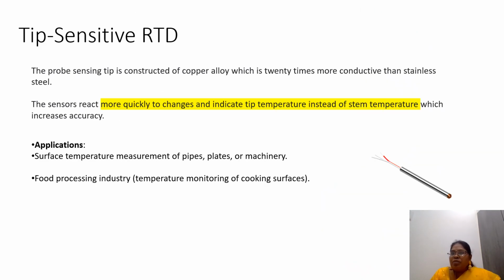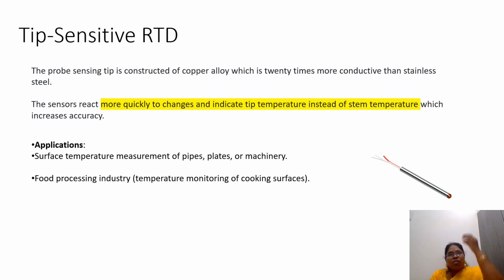There are different types of RTD. One is the tip sensitive RTD. The probe sensing tip is constructed of a copper alloy, which is 20 times more conductive than stainless steel. So instead of stainless steel, if you use this, it is 20 times more conductive. These sensors react more quickly and indicate tip temperature.